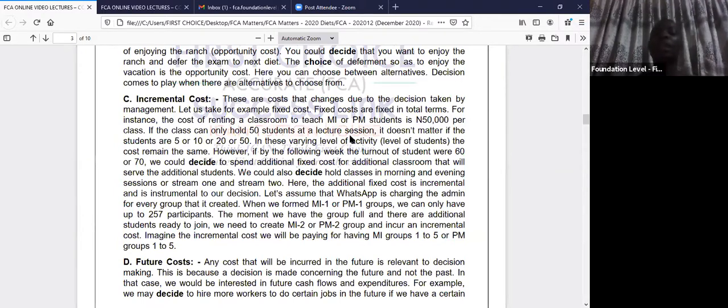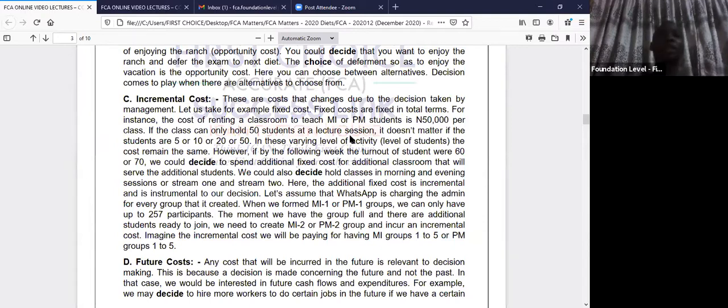It normally happens with fixed cost. So because there is an increase beyond the capacity, we can now decide that, okay, let us increase the seat capacity. Or we could say, okay, no, let's have session A, session B of MI. That's another incremental cost.